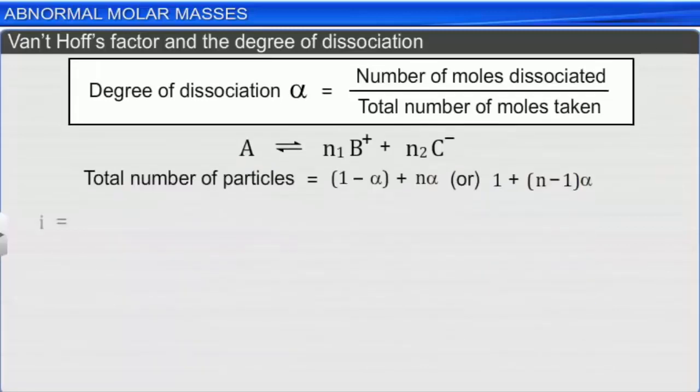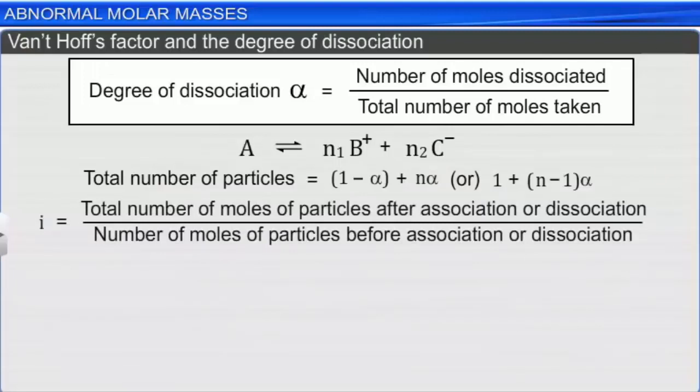Substituting the values of the number of particles in the relation i is equal to total number of moles of particles after association or dissociation divided by number of moles of particles before association or dissociation, we get i is equal to (1 plus (n minus 1) alpha) divided by 1. On rearranging, we get alpha is equal to (i minus 1) divided by (n minus 1). Knowing the value of i from the colligative property measurements, the degree of dissociation alpha can be calculated.